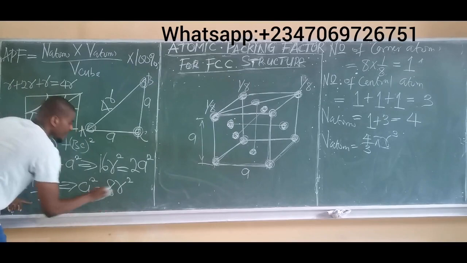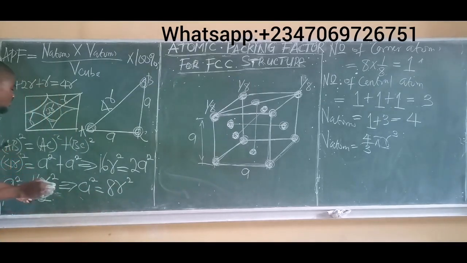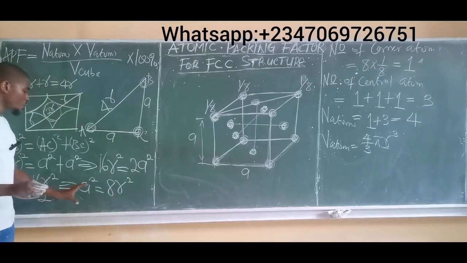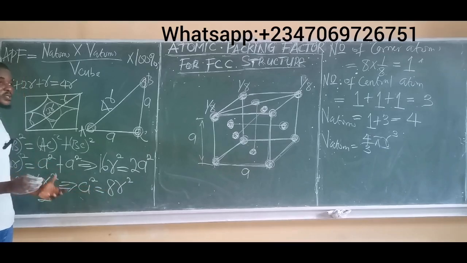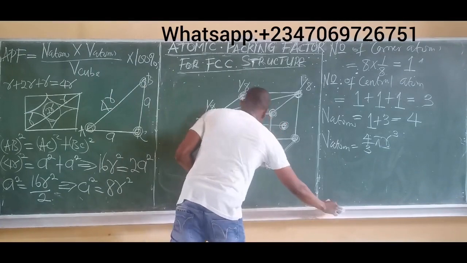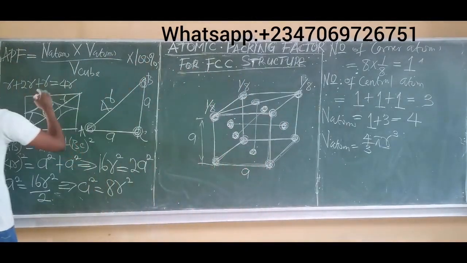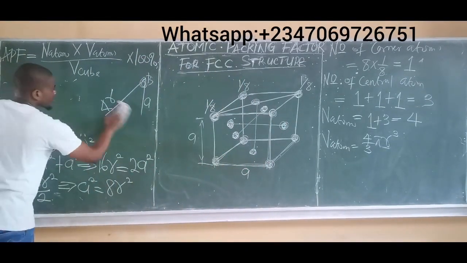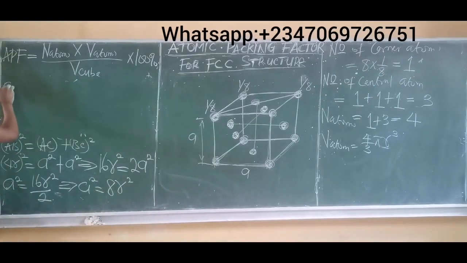We put down r squared. But the intention is to find A. So we have to take the square root of 8r squared at this point to make A the subject of the formula. Okay. So we can continue doing that over here. So A becomes the square root of 8r squared.